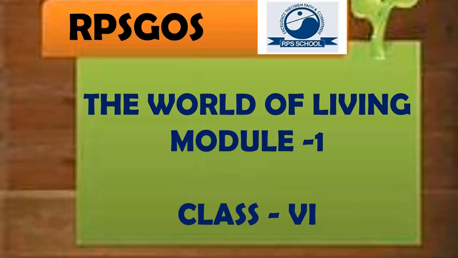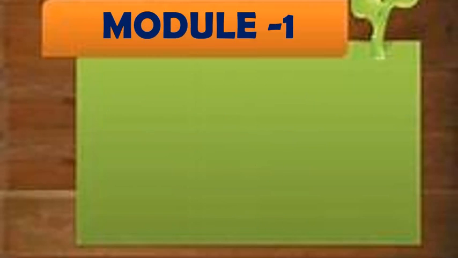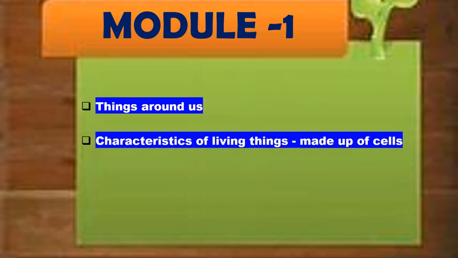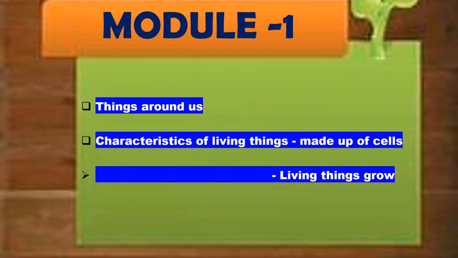Students, today we will begin a chapter of biology named The World of Living. In this chapter, we will study various objects which are divided into two categories, biotic and abiotic factors. In this chapter, Module 1, we will discuss things around us. We will discuss characteristics of living things, as living things are made up of cells and living things grow.